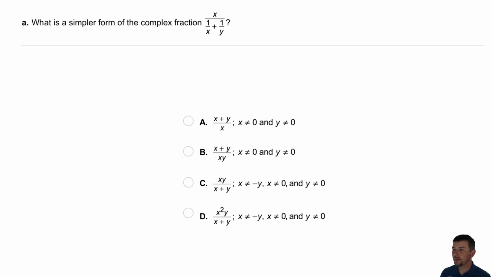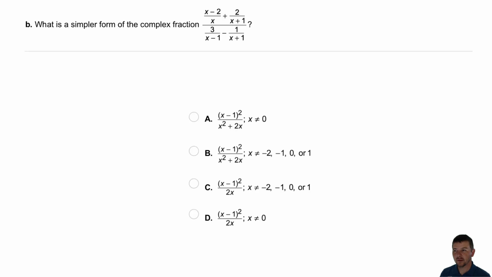Your turn, part A. What is a simpler form of the complex fraction x over 1 over x plus 1 over y? Part B. What is a simpler form of the complex fraction x minus 2 over x plus 2, over x plus 1, all over 3 over x minus 1 minus 1 over x plus 1?